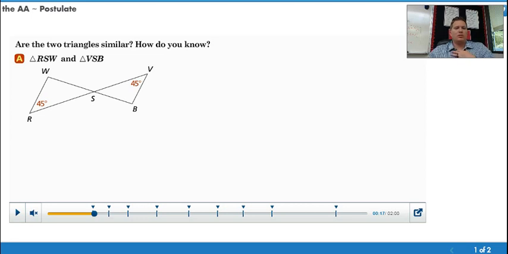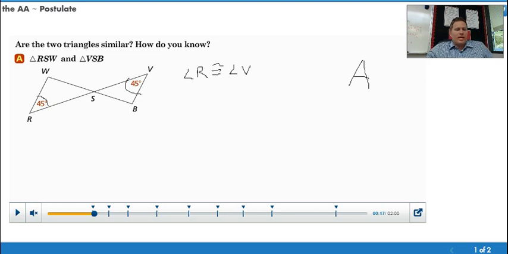So it says, are the two triangles similar? How do you know? So the first thing I notice is I see that I have both these angles, R and V, are both 45 degrees. So we know right here that angle R is congruent to angle V. And so again, I'll put off to the side right here, this is S right here for, I'm sorry, A for angle, not side. So we have A right here, that is an angle.